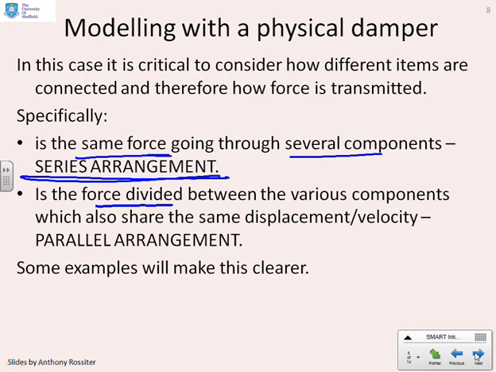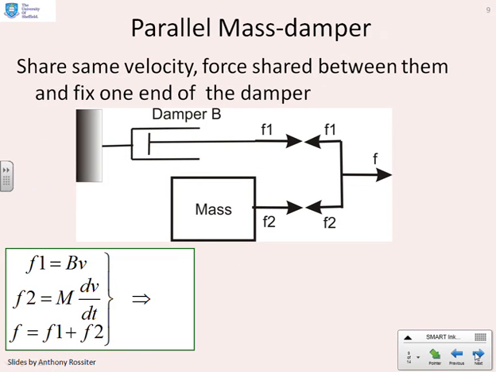Alternatively, is the force divided between various components? So we're using force balance. And, here's the critical thing, do those components share the same displacement or velocity? In that case, we maybe have a parallel arrangement. And then when you add components in parallel, the impedance tends to get bigger. And we want to ask ourselves, with these mass damper systems, have we got a series arrangement? Have we got a parallel arrangement? Or perhaps, have we got neither?